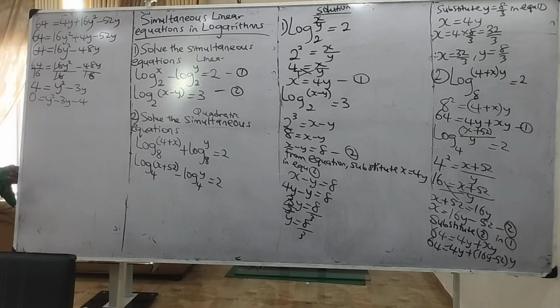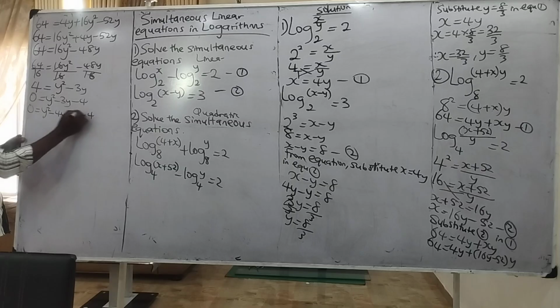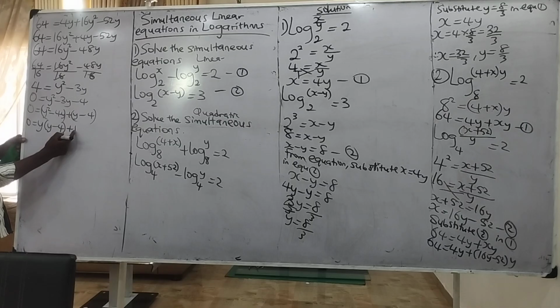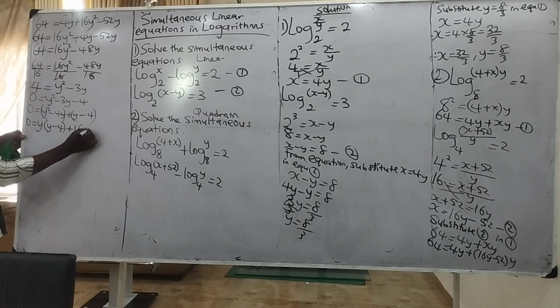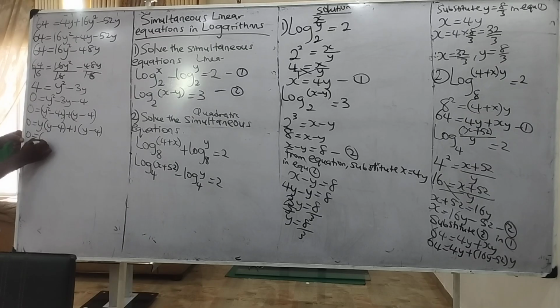This is a quadratic equation. So let's look for two factors. y times minus 4 is minus 4y squared. Let's look for two factors that when we multiply, we get minus 4, but when we add, we get minus 3. So we have 0 is equal to y squared, and the two factors are minus 4y plus y. So let us group into 2. What is common here is y: y(y minus 4) plus 1. If there is nothing common, you write 1 (y minus 4). So 0 is equal to (y plus 1)(y minus 4).